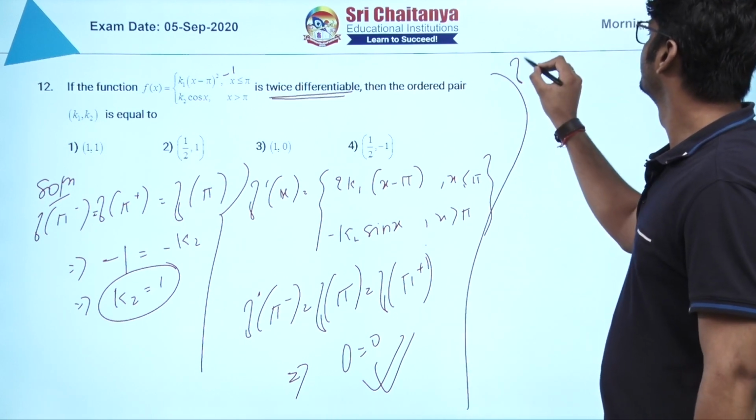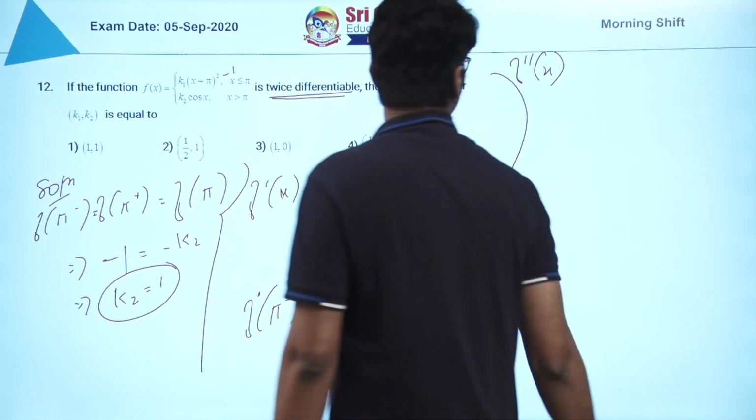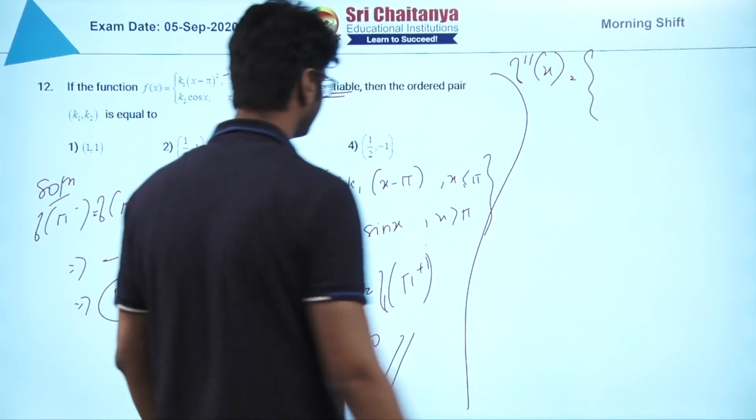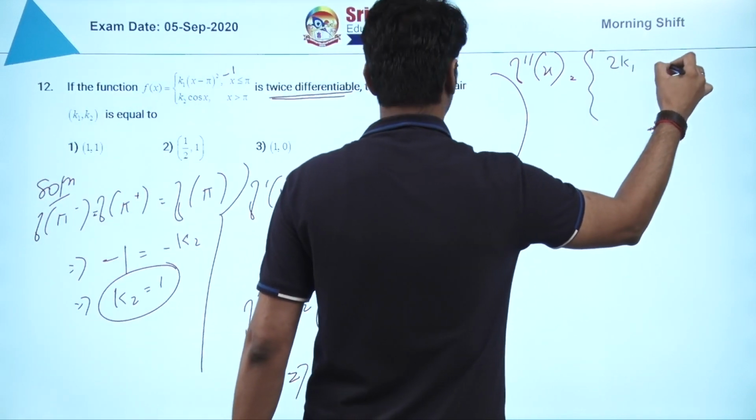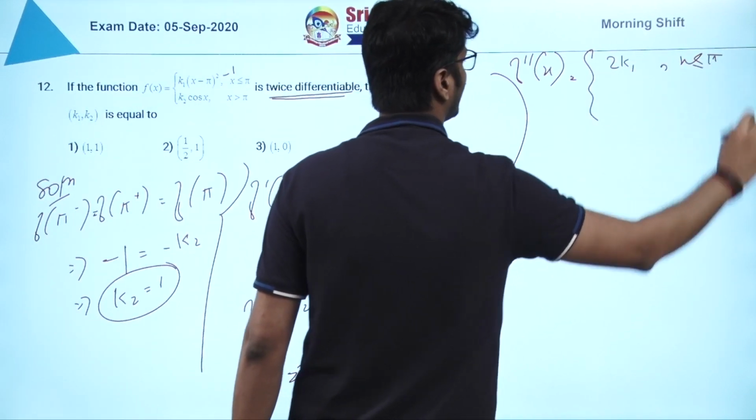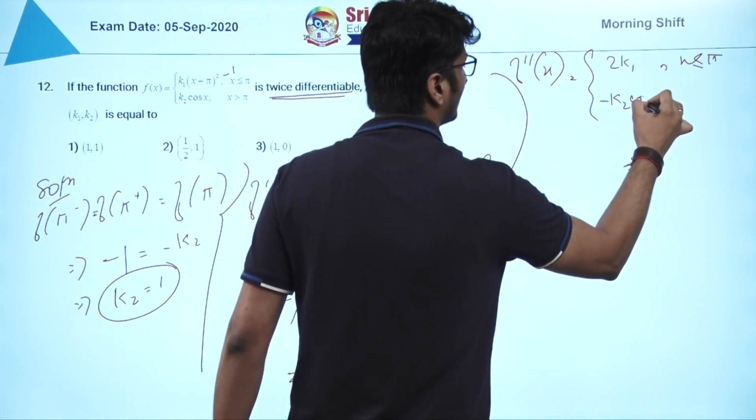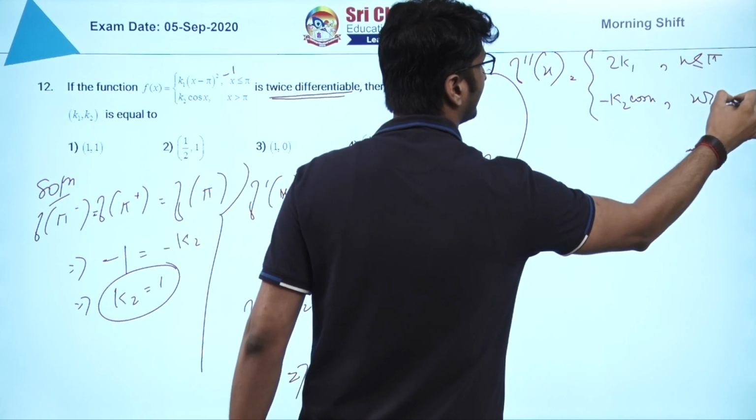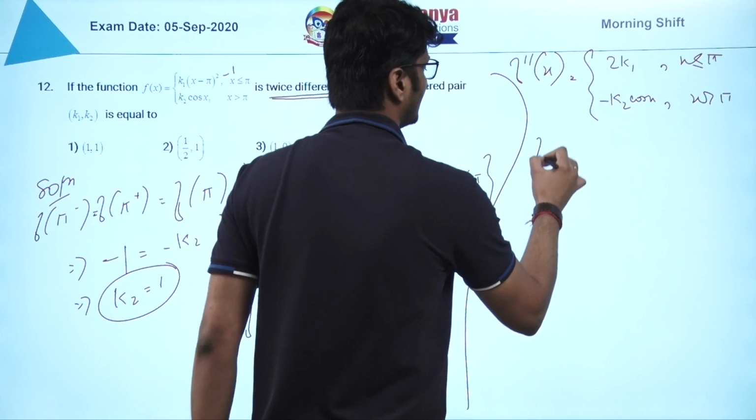Now, since it is differentiable, let us differentiate it for the second time. F double dash x is equal to twice k1 in the first definition where x is less than pi. In the second definition I am getting minus of k2 cos of x where x is greater than pi. Since it is twice differentiable, LHD must be equal to RHD.